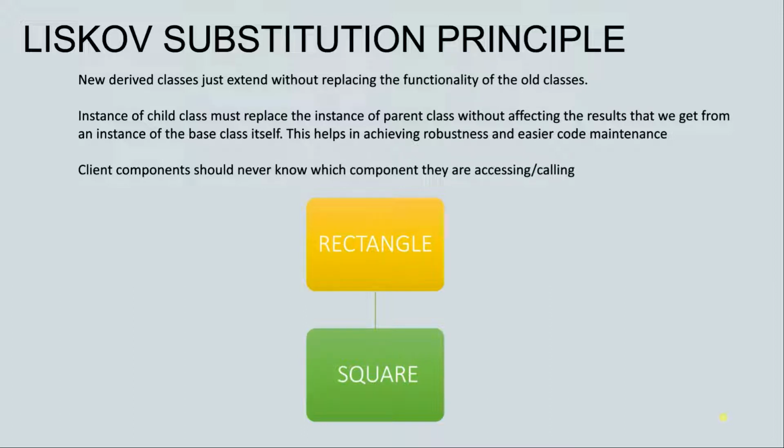The Liskov substitution principle states that new derived classes just extend, without replacing, the functionality of the old classes. In other words, an instance of a child class must be able to replace an instance of the parent class without affecting the results that we get from the instance of the base class itself. This helps in achieving robustness and easier code maintenance. The most important thing to be aware of is that client components should never know which component they are accessing or calling. Let us explore this using our code.